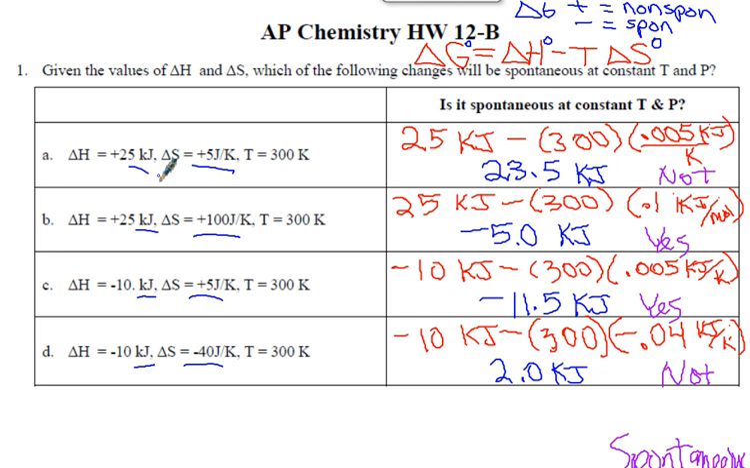So I calculated them. Why are there two that are not spontaneous? Why are there two that, yes, are spontaneous? What is the difference between the yeses and the noes up there? Negative versus positive. And that's going to be a regular question in your future on Friday when we take our test. When we take the test on Friday, you're going to need to look at the delta G values and figure out if they're spontaneous or not.